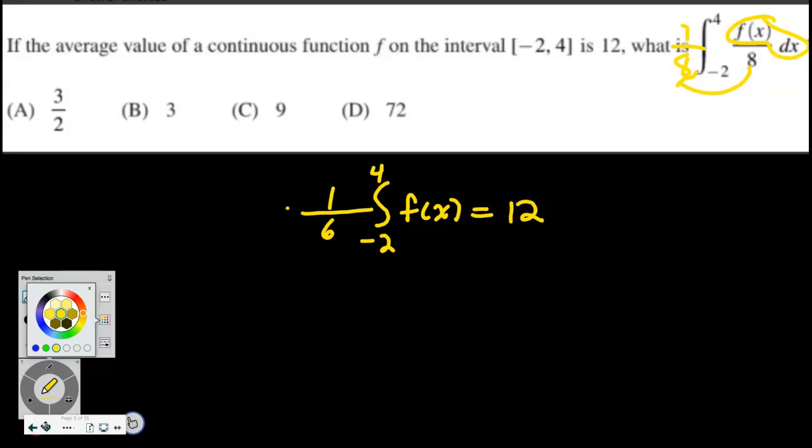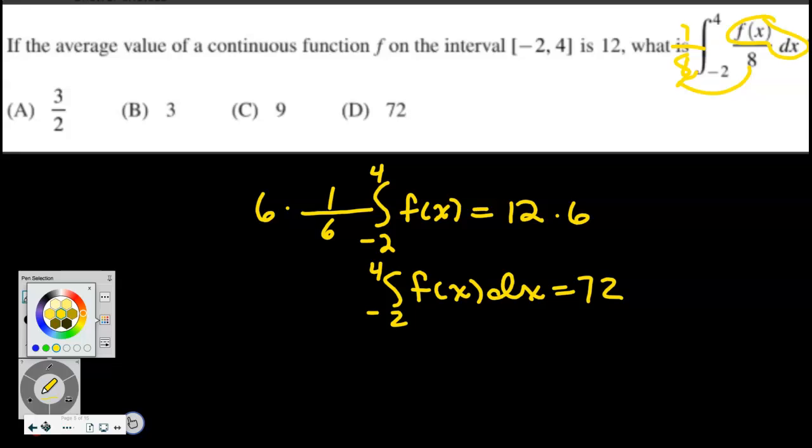So if I multiply both sides by 6, I'll know that the area under that curve before I averaged it out was equal to 72. And this one says I'm supposed to do 1/8 of it, or divide it by 8. So my answer for 1/8 of the integral from negative 2 f of x dx is 9.